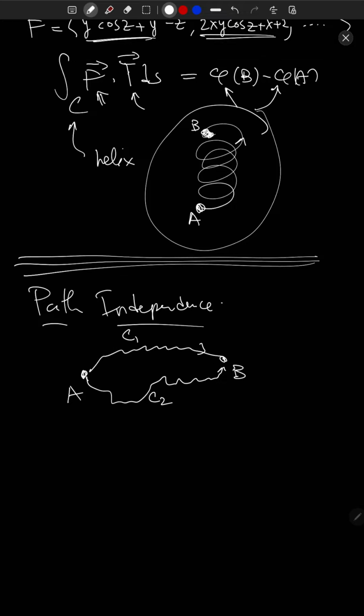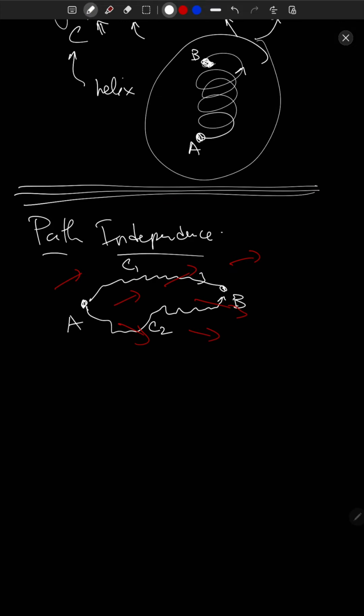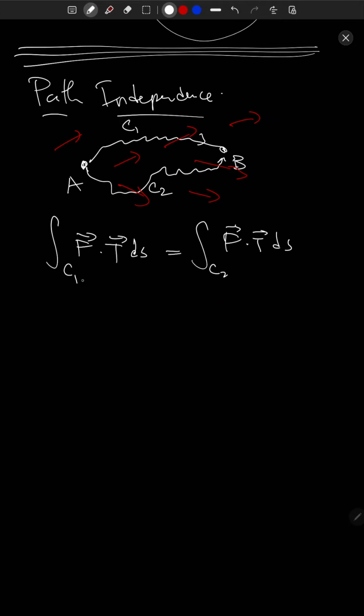Path independence essentially is saying that it doesn't matter what path I take, I'm going to have the same work. Of course, we're talking about vector fields this whole section. We have some vector field F here. So path independence in this context means it doesn't matter what path I take, I do the same amount of work. So the integral over C1 of F dot T ds equals the integral over C2 of F dot T ds, no matter what C1 and C2 are, as long as they have the same endpoints.